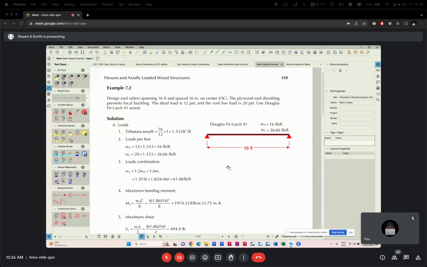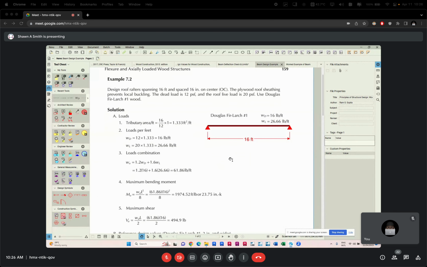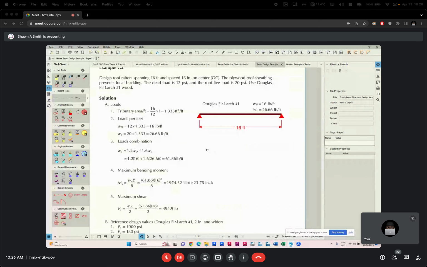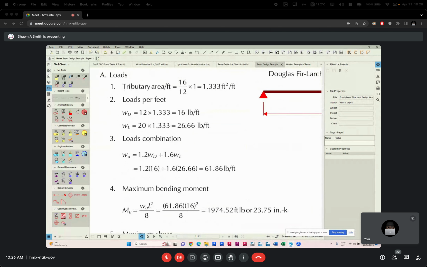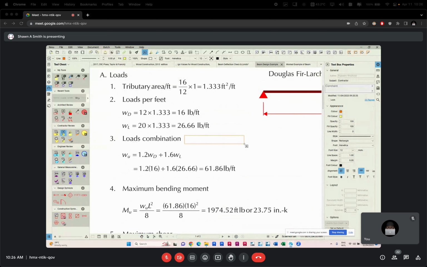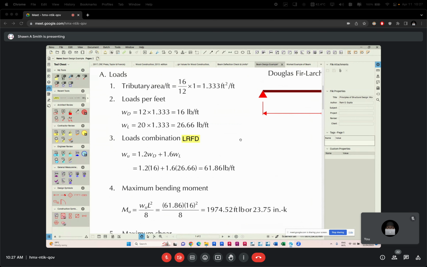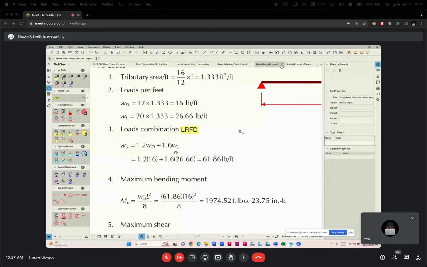Yes, sir. Okay, fine. Now, this example goes straight into the LRFD. Because look at the combinations. Right away, by looking at them, we know that this is LRFD, because the 1.6 and 1.2, those indicators, those are LRFD combinations. So I put in beside it, that is LRFD. And that's 1.2 dead load plus 1.6 live load. And it comes out to be this.